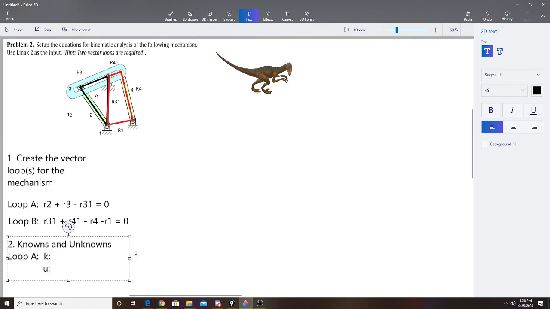So let's start with the knowns, right? Because that's always the easiest one. I think you guys would agree. The knowns is fairly easy. What would you say is the knowns for this one? Let's start with R2. I think that is correct. R2 is known. What about theta 2? I don't have a theta, so I'm just going to have to write theta 2 like that.